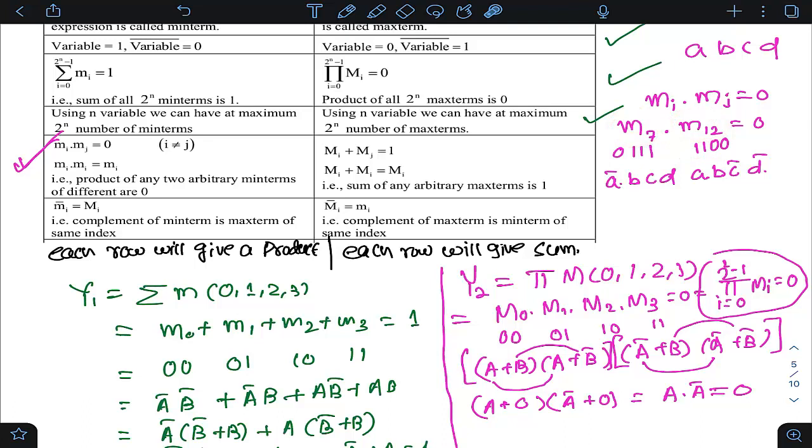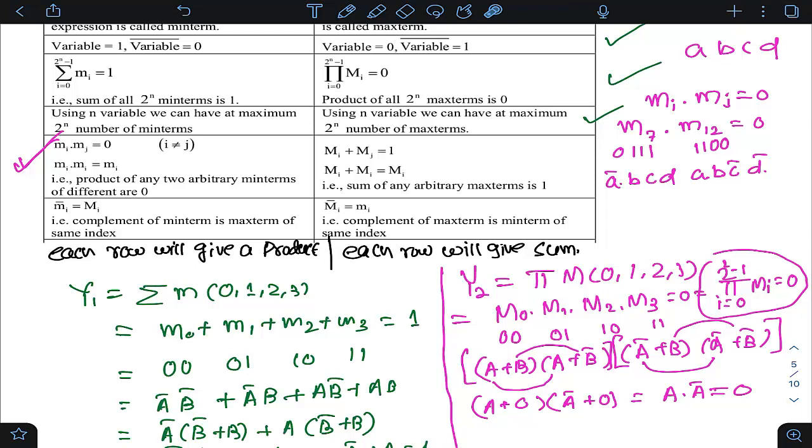If the bit patterns won't match, it means that if you have A, there might be an A bar, or if you have B, there might be a B bar. So the AND combination of a variable and its complement is 0, and the overall AND combination will definitely be 0. So minterm i dot minterm j is always equal to 0 if the indices are not the same. But what is going to happen if the indices are the same?